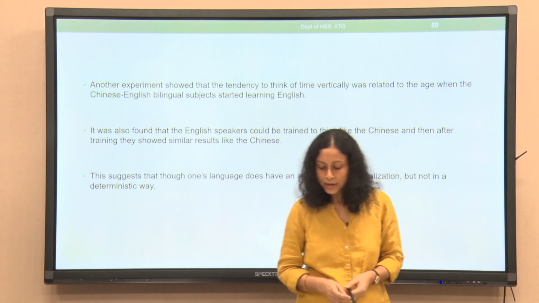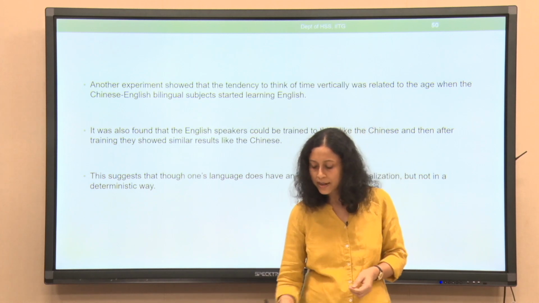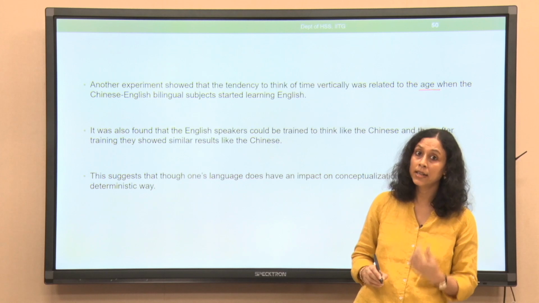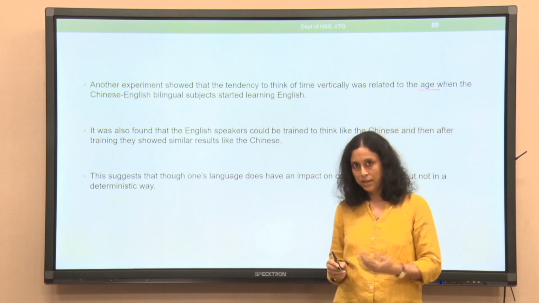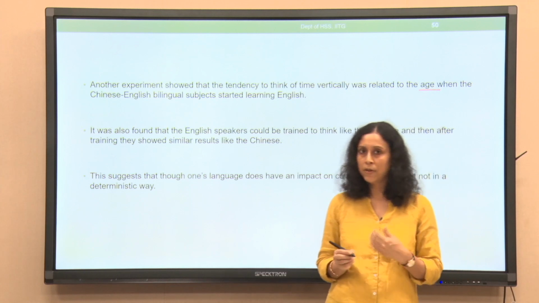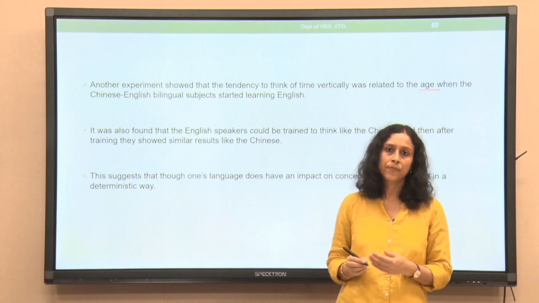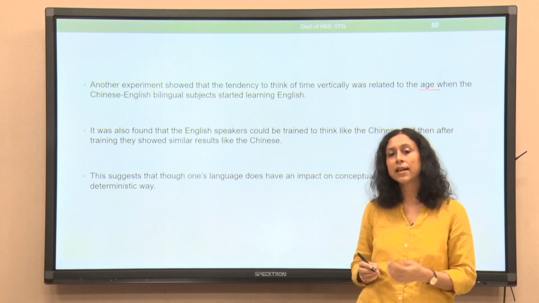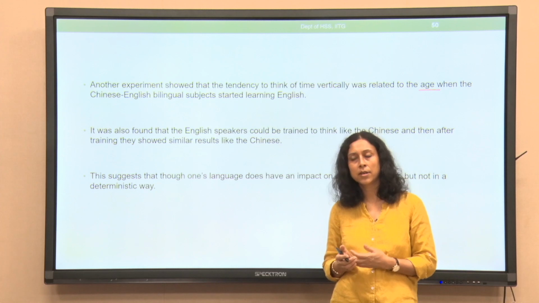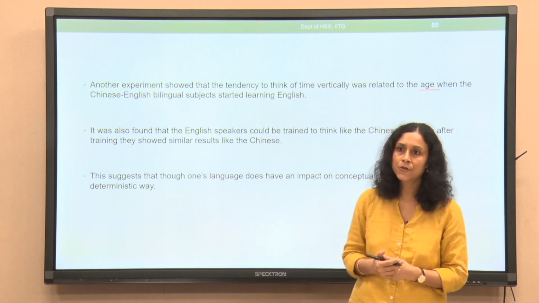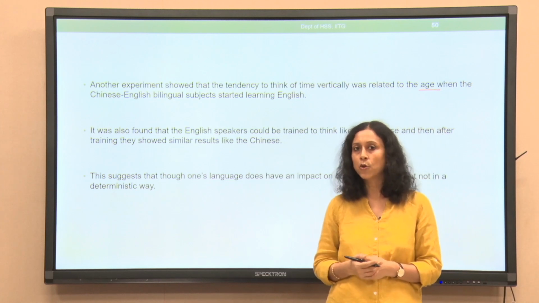Another experiment showed that the tendency to think of time vertically was related to the age when the Chinese English bilingual subjects started learning English. Now, in the previous study, typical Mandarin monolingual speakers were found to have a vertical understanding of time. But when it comes to a bilingual Chinese speaker who has one of the Chinese languages as his L1, first language, and English as L2, that becomes another interesting domain of study.